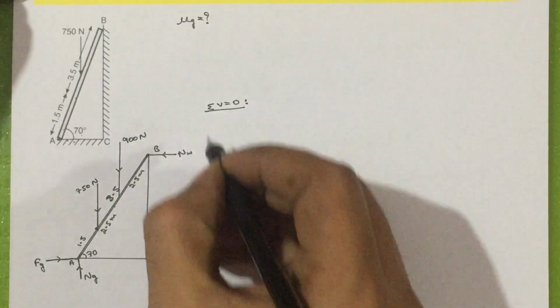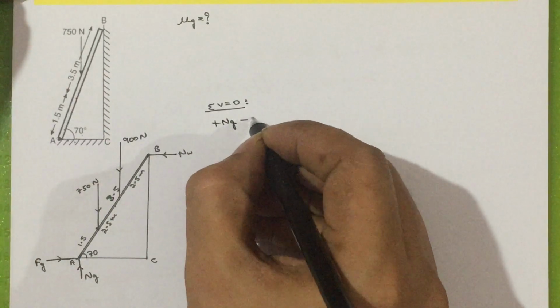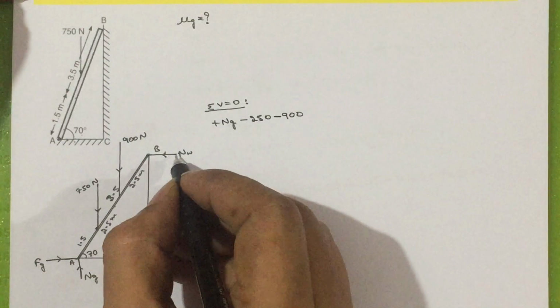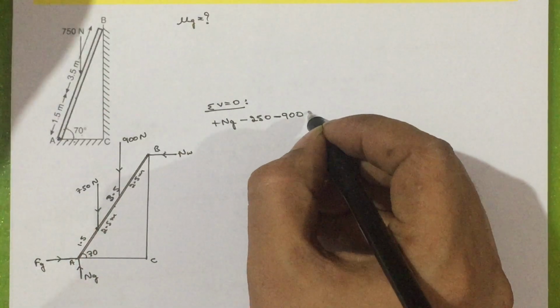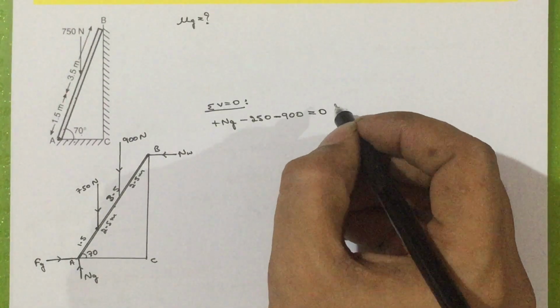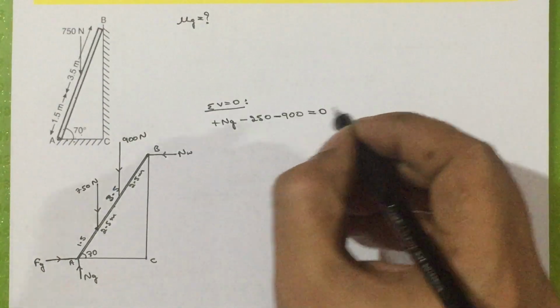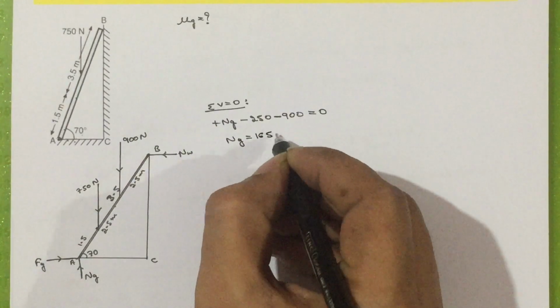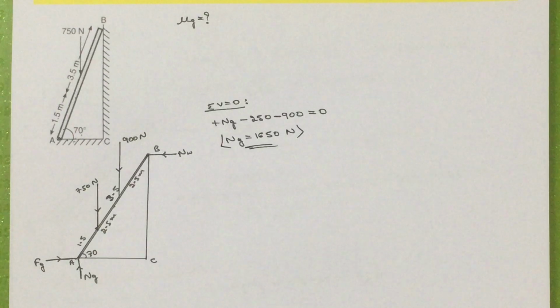Now calculate sigma V equal to 0. So, the horizontal force is left out, plus Ng, minus 750, minus 900, that should be equal to 0. So you are going to get Ng equal to 1650 Newton.